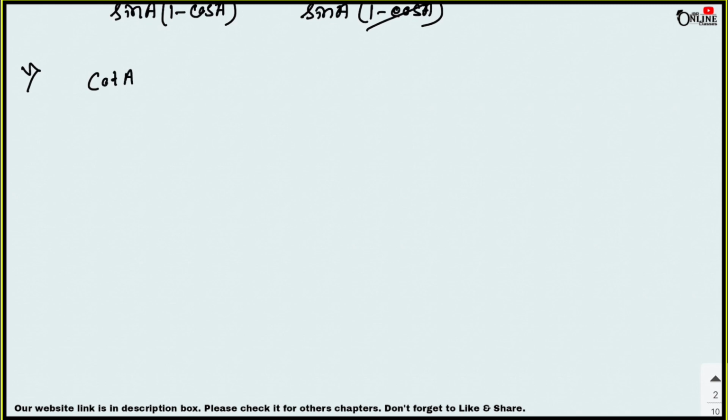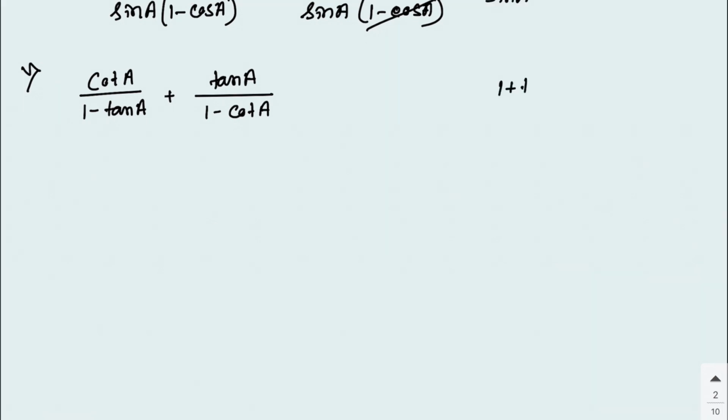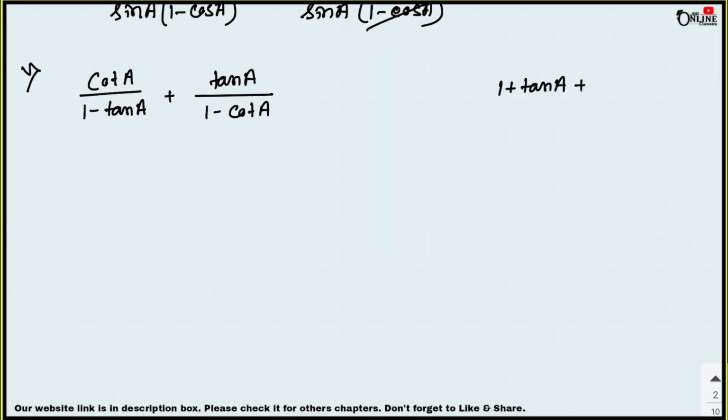Number 5 here: cot A divided by 1 minus tan A, plus tan A divided by 1 minus cot A, equal to 1 plus tan A plus cot A. Okay, so here 1 minus tan A and 1 minus tan A, this one and this one here. So do one thing, first change a little bit.